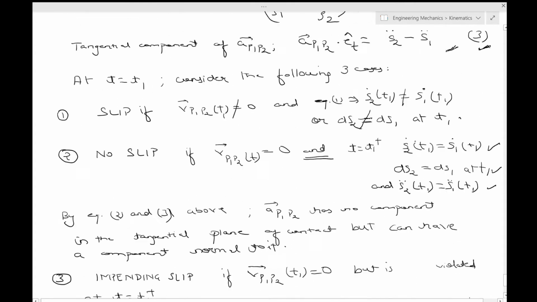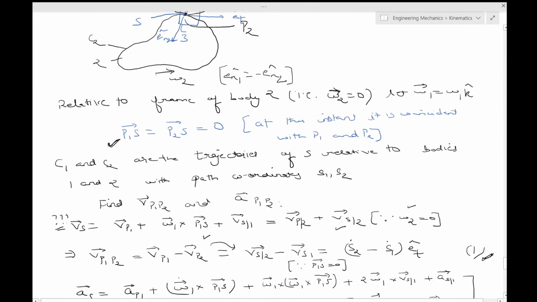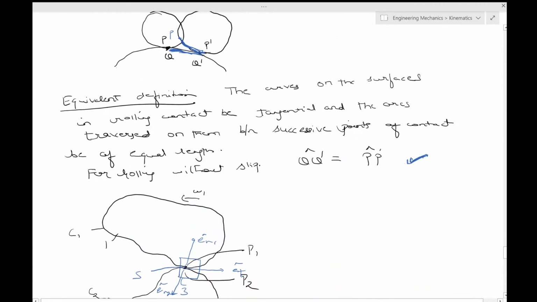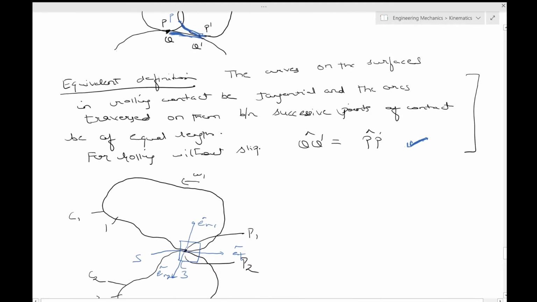So the first definition you had seen was about the three cases, and the second was about this one. This could only have been done with respect to path coordinates. Since ds1 is equal to ds2, if you integrate both of them over the path, you will get the same quantity. So that's where this is coming from.